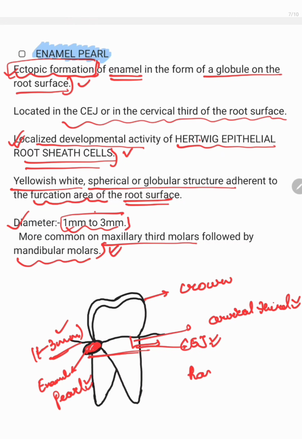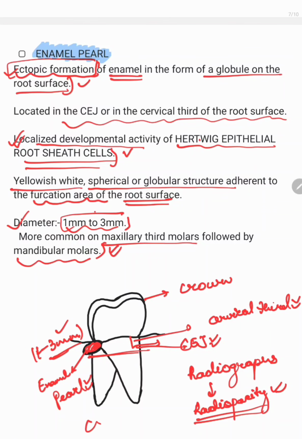In radiographs, there will be a radio opacity present due to this enamel pearl, right. So there is a clinical significance that we can mistake it for calculus. So we should remember that enamel pearl is also radio opaque, which is present at the cervical third of the root surface at the level of CEJ, which is 1 to 3 mm in diameter, right.